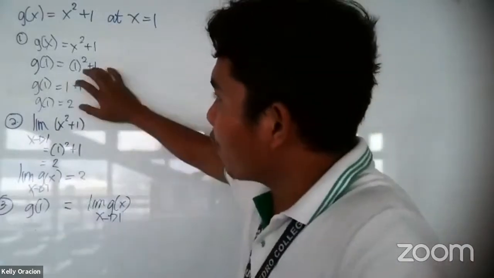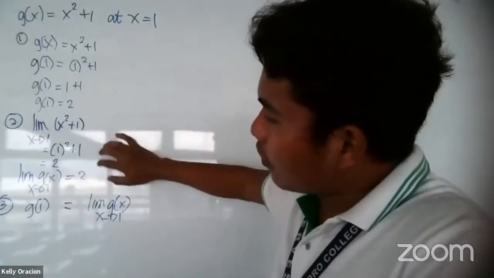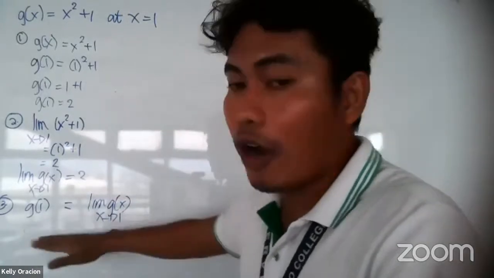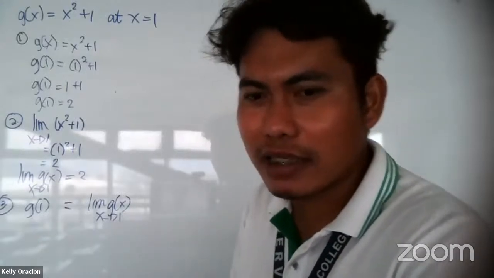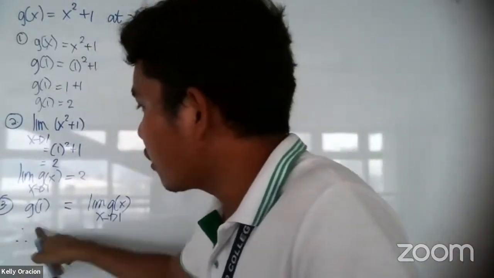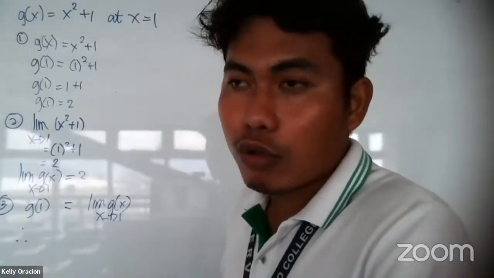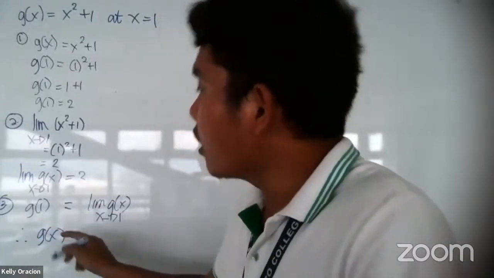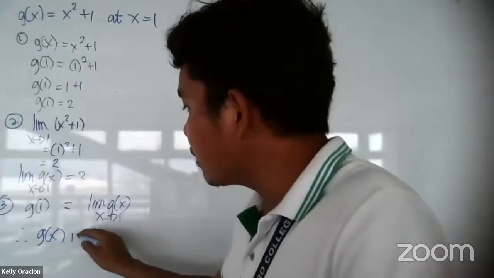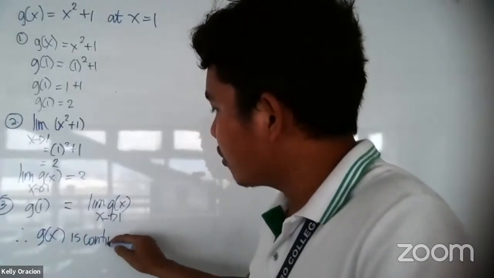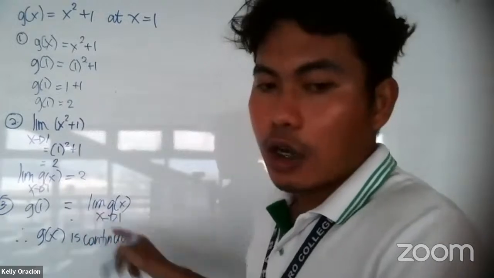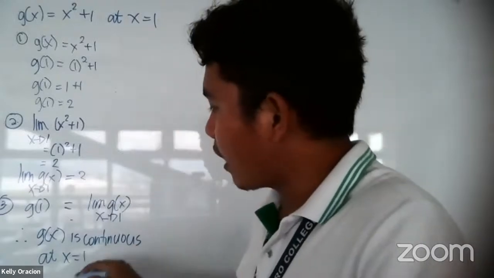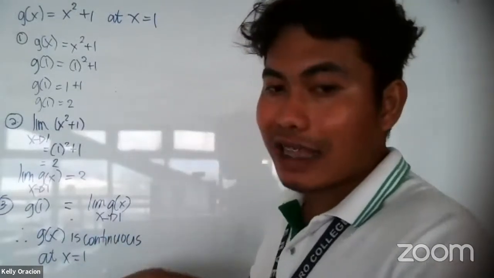The value of your first condition, g of 1, and the value of your second condition, the limit of g of x, are both 2. They are equal. And what did I say last time when they are equal? Therefore, g of x, our function, is continuous at x equals 1.